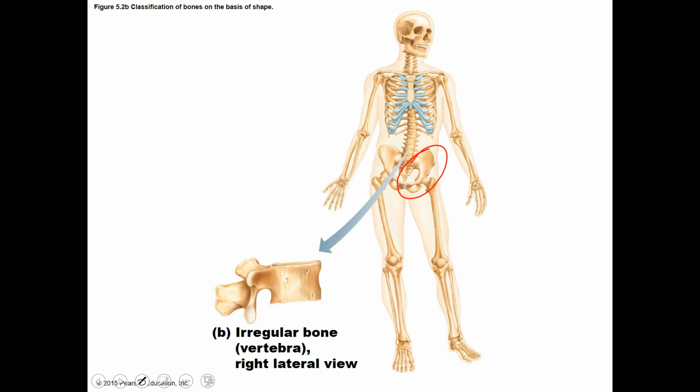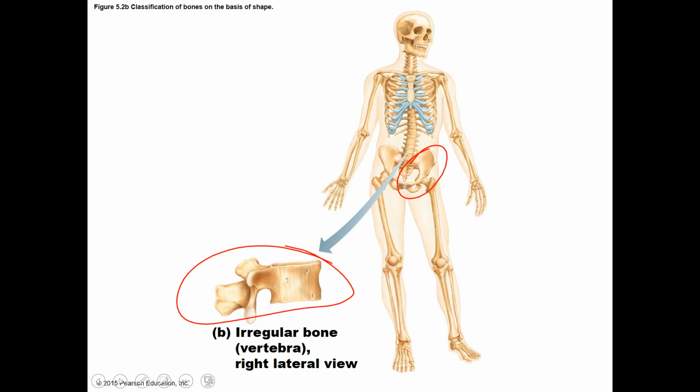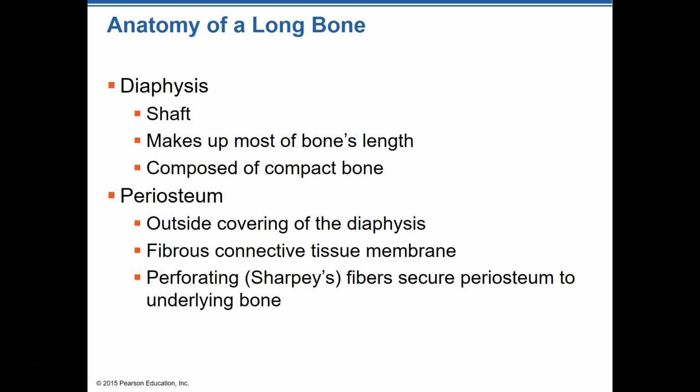Well, remember, when we're talking about bone shapes, it's just like everything else in the body. Form follows function. So depending on its function is going to determine its shape. So vertebrae have their shape based upon the purpose that they serve. Not all vertebrae are the same shape, though, because they're in different locations throughout the spinal column, and therefore they have different requirements of what they need to do.